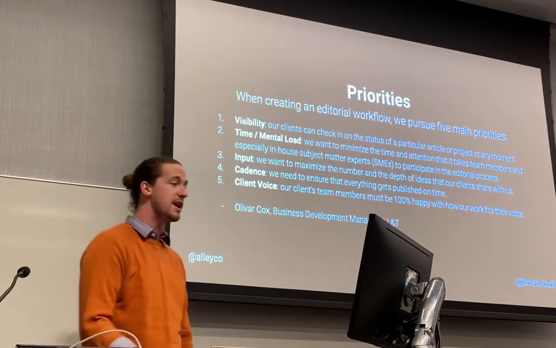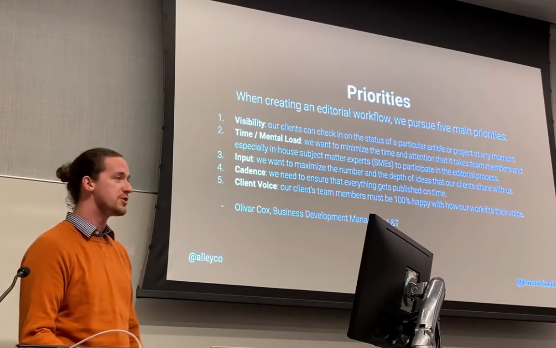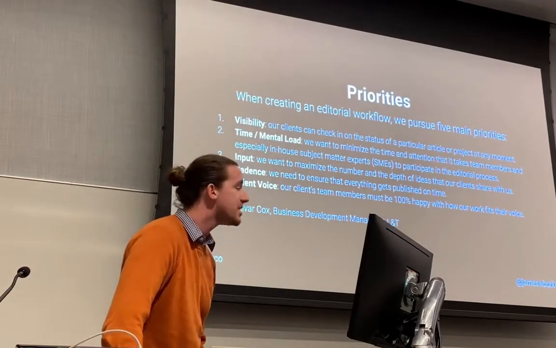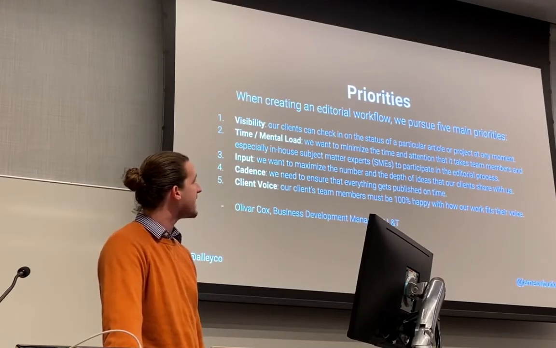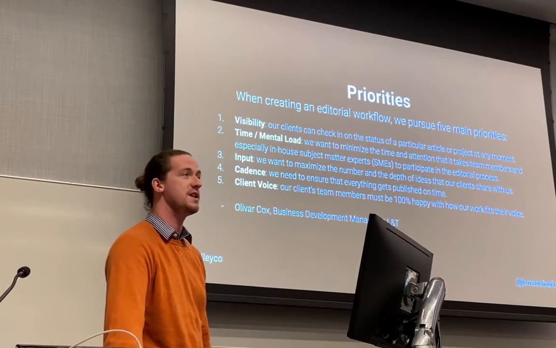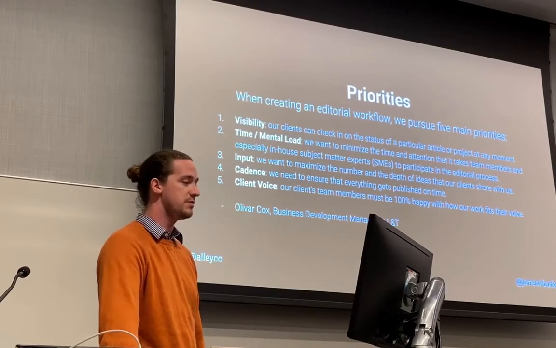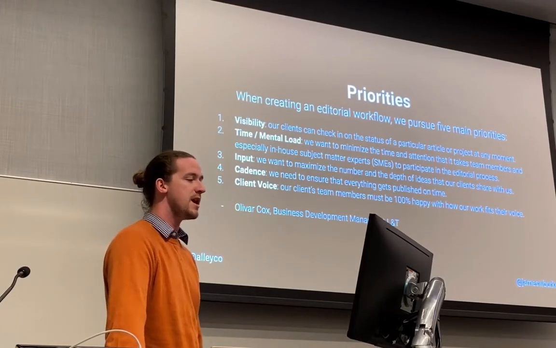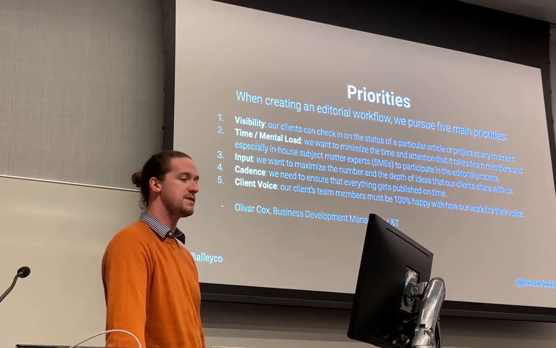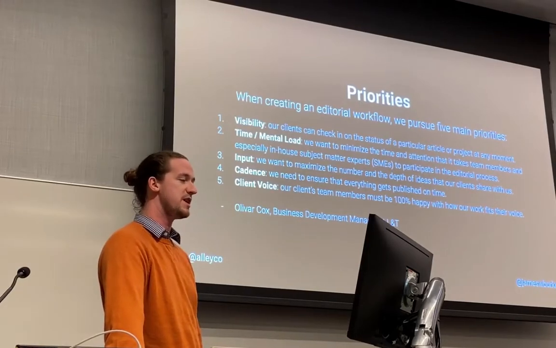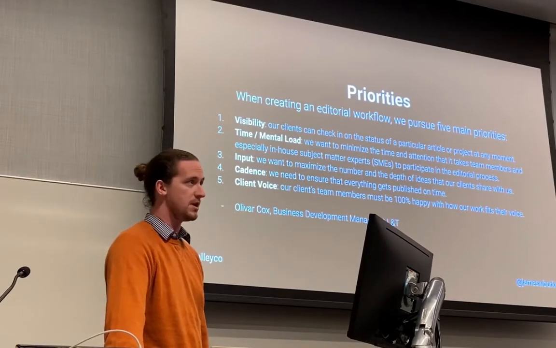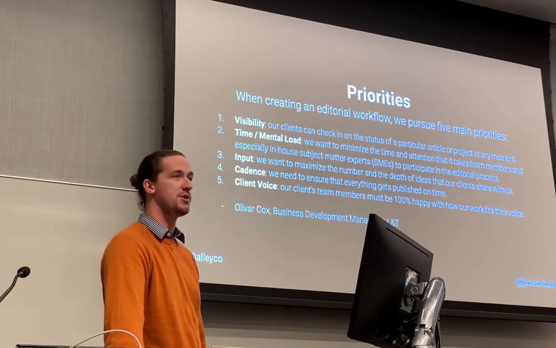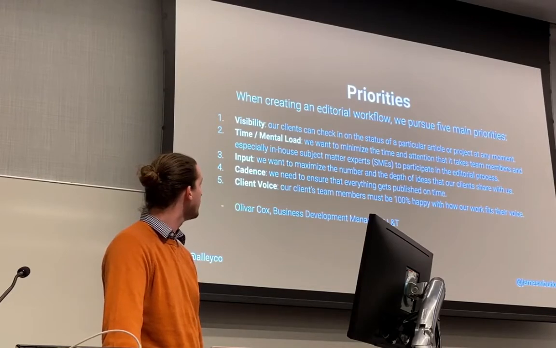Well, when we're creating an editorial workflow, we're really trying to pursue 5 main priorities. First is visibility. That way our clients can check in on the status of any article or any project at any moment. It's just going to be transparent with your data. Time and mental load. We want to minimize the time and attention it takes, especially in-house, to participate in the editorial process. You know, it's always difficult to keep it all in your head, so you've got to put it somewhere. Might as well put it in a workflow.